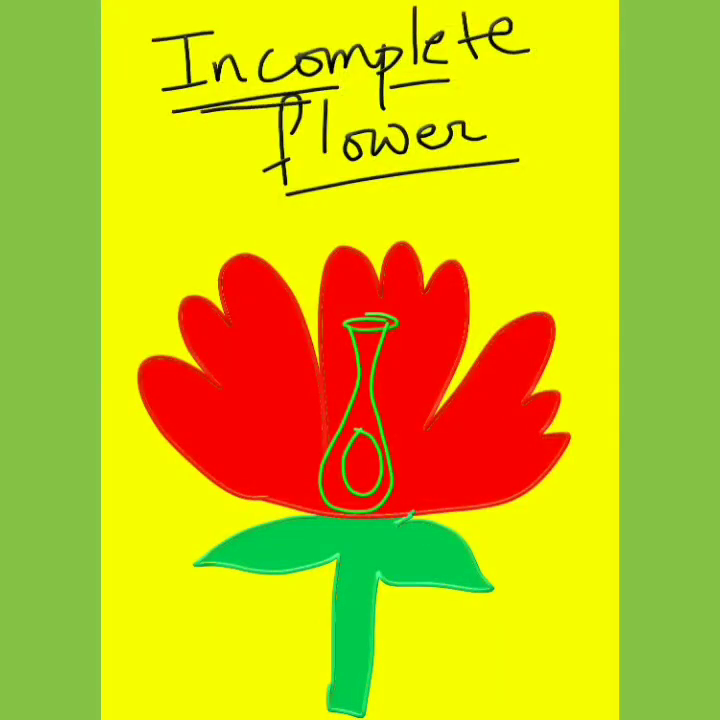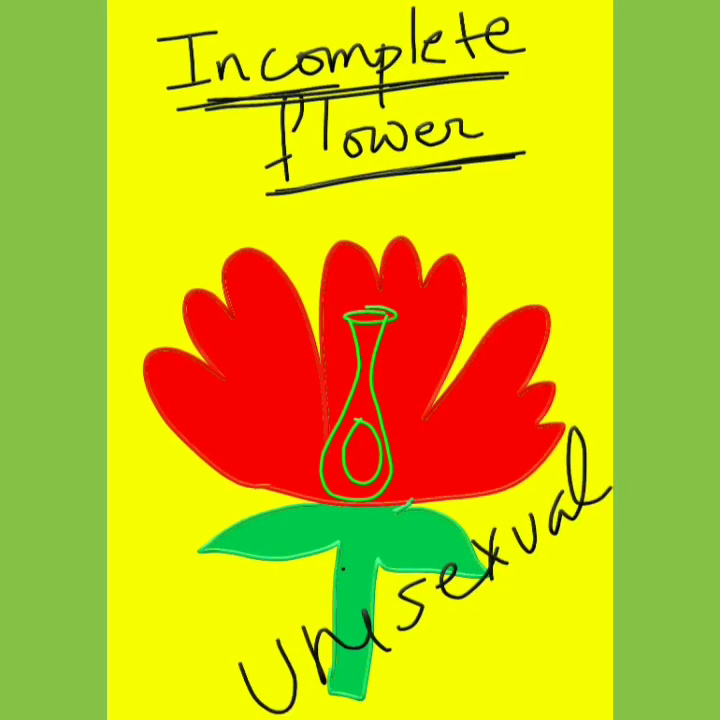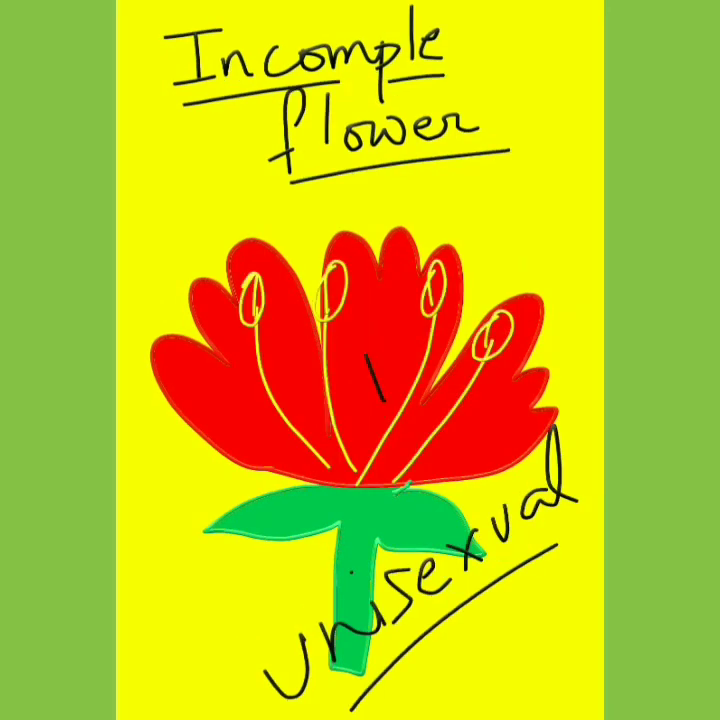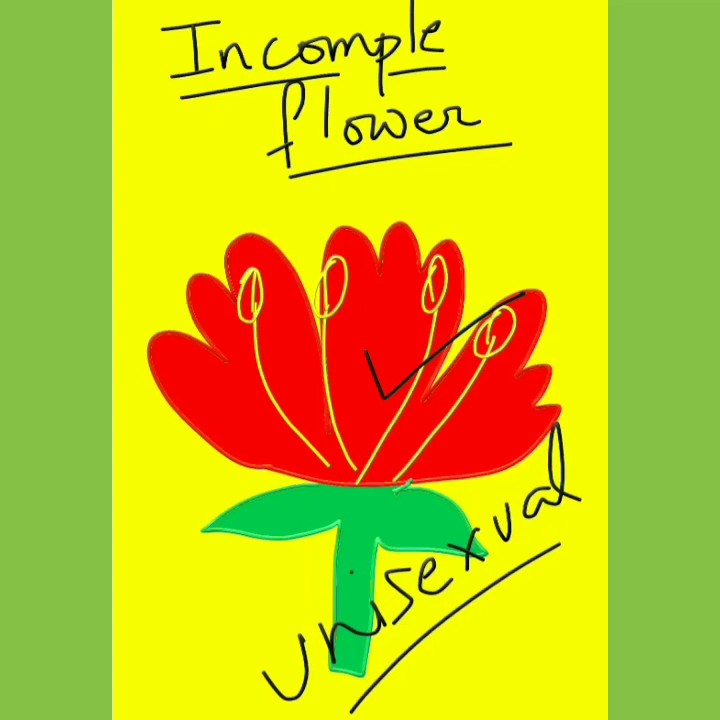The next one is incomplete flower. So a flower in which any of the parts, that is either stamen or carpel, is missing is called an incomplete or unisexual flower. As in this picture you can see only carpel is present but stamen is absent. So it is a unisexual flower. Or in this flower you can see the stamen is present but carpel is absent. Means in a flower if any one sexual part is missing then we call it a unisexual flower or incomplete flower.